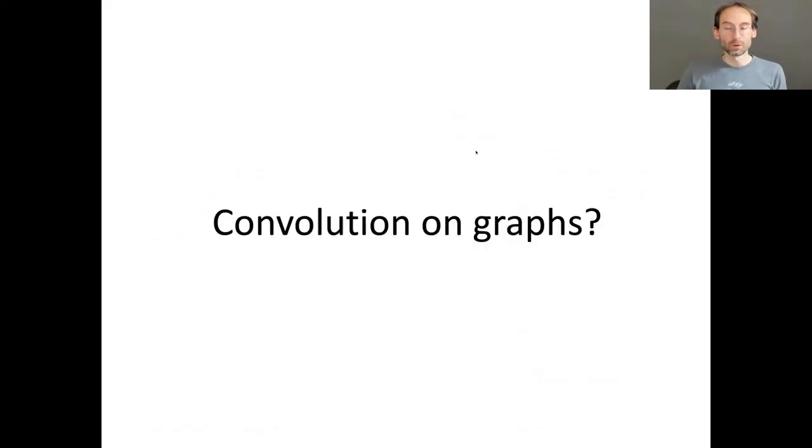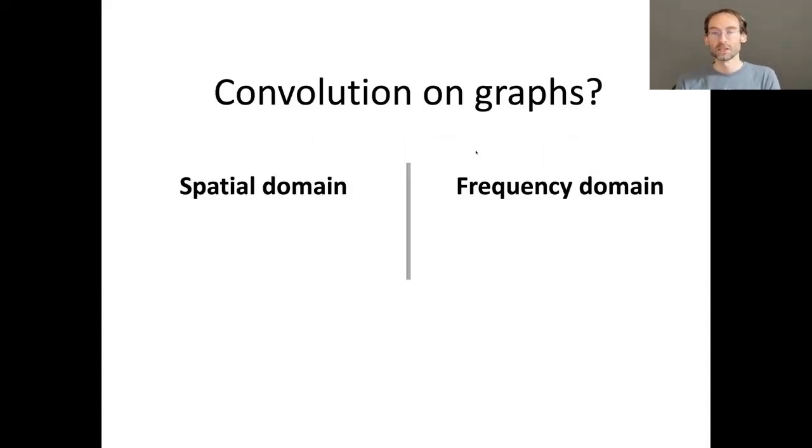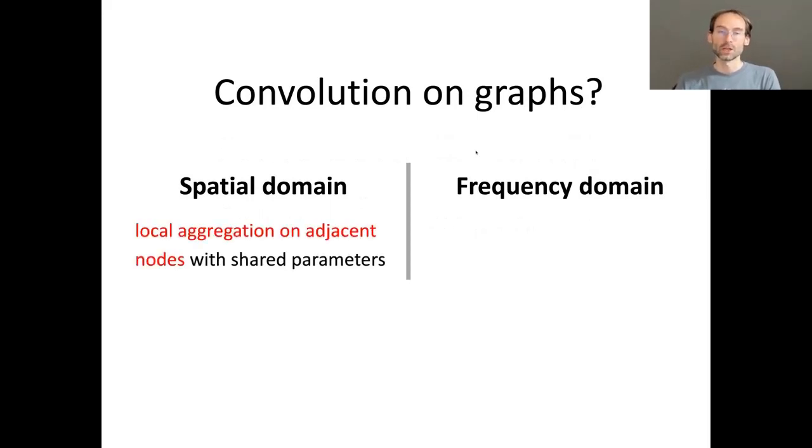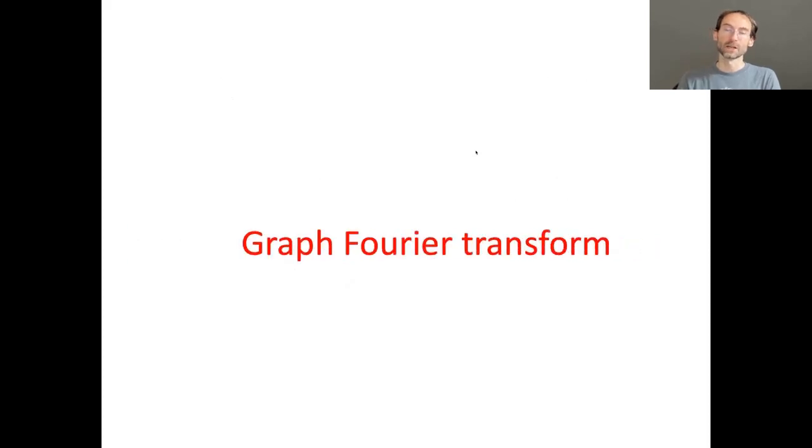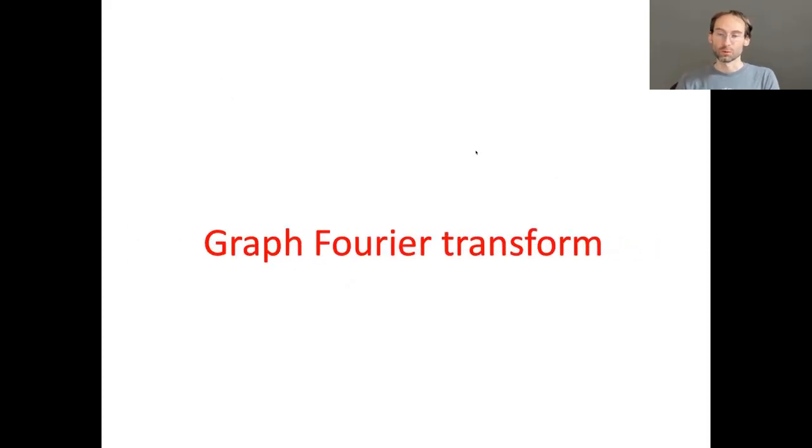Okay, so what would be the analogy of convolution on graphs, now that we have all these notions? And we've seen that there are two approaches. We can define it in the spatial domain as local aggregation with shared parameters, or we can define it using a generalization of the Fourier transform, which we call the graph Fourier transform. Okay, so let me start with this spectral formulation of the graph convolution first.